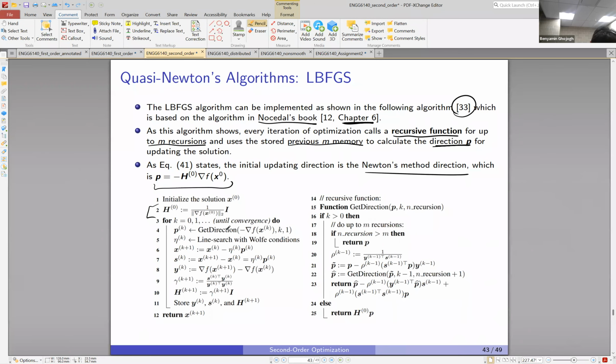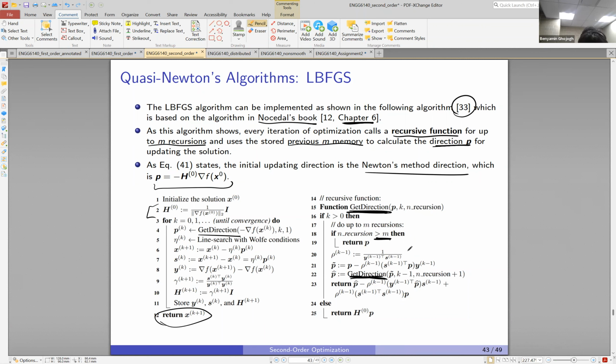Then we have the for loop for the optimization itself, and finally we return the solution. But let's see what happens inside this for loop. This is LBFGS. So we get the direction. Let's go to the get direction. And this get direction, as you see, is a recursive function. Why? Because inside it calls itself m times, and the termination criterion for the recursion is m steps. That's why it doesn't go further than m, and returns that.